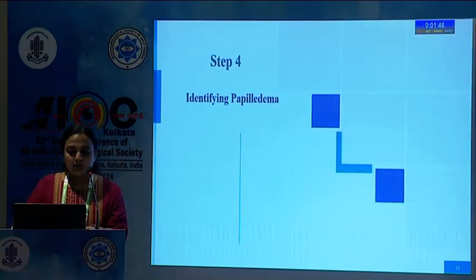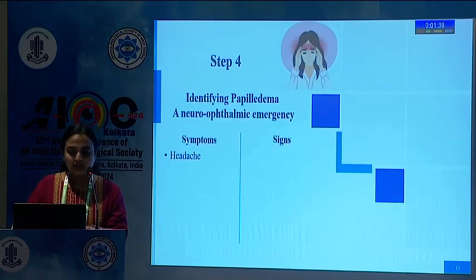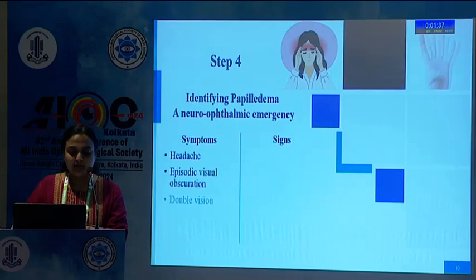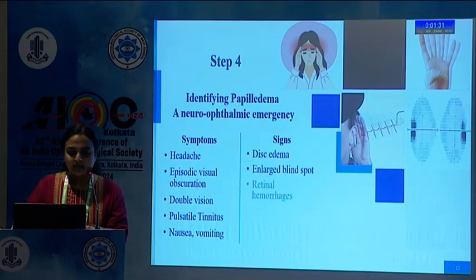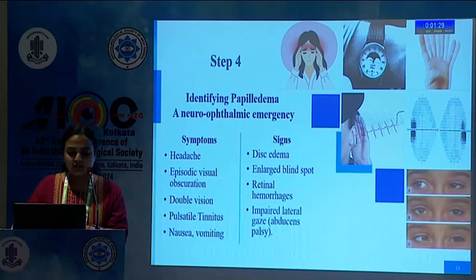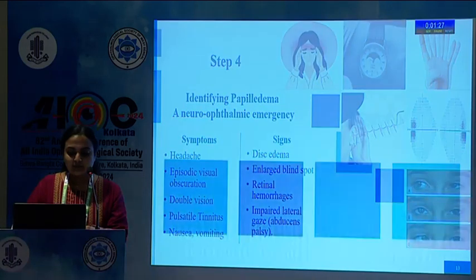So step number 4, once you have established a bilateral disc edema, is to rule out a papilledema, which is a neuro-ophthalmic emergency. So some symptoms which will help us will include headache, TIAs, double vision, pulsatile tinnitus where the patient hears his own heartbeat, nausea and vomiting. Signs will include disc edema, enlarged blind spot, retinal hemorrhages, and impaired lateral gaze due to abducens palsy.